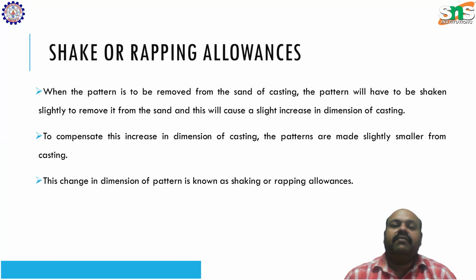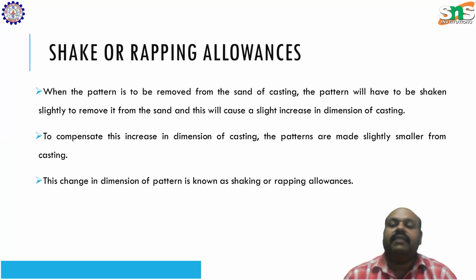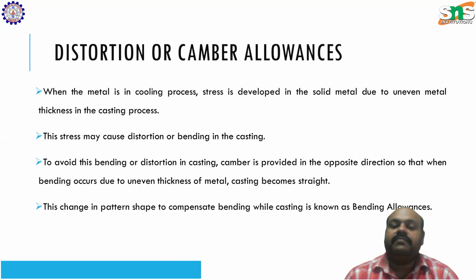Shake or rapping allowance: when the pattern is to be removed from the sand of the casting, the pattern will have to be shaken slightly to remove it from the sand, and this will cause a slight increase in the dimensions of the casting. To compensate for this increase in the dimensions of the casting, the patterns are made slightly smaller than the casting. This change in the dimensions of the pattern is also known as shaking or rapping allowance.